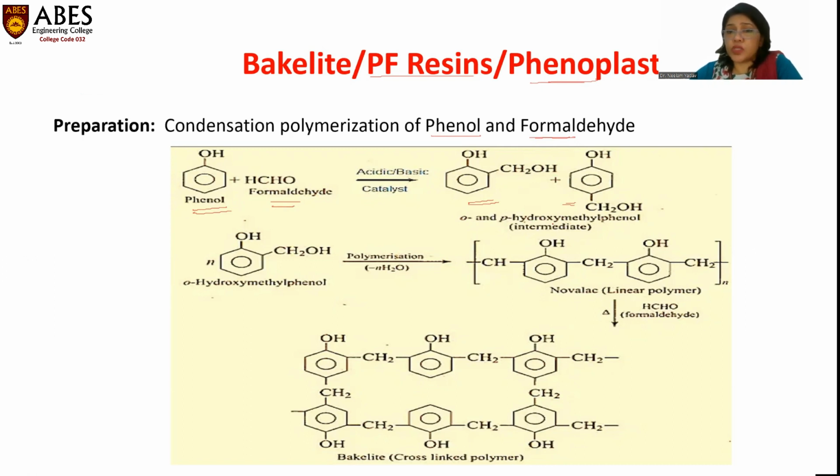These ortho and para-hydroxymethyl phenols are further polymerized by condensation polymerization, which results in the formation of bakelite. Majorly, the component we use for making bakelite is ortho-hydroxymethyl phenol, which undergoes condensation polymerization, resulting in the initial formation of a linear chain, which is termed novolac. And this novolac further reacts with formaldehyde to form a cross-linked product, which is called bakelite. This is the structure of bakelite, and it is a thermosetting plastic.